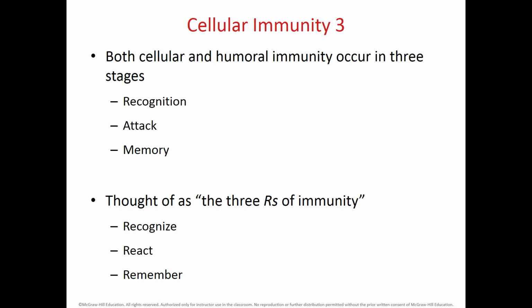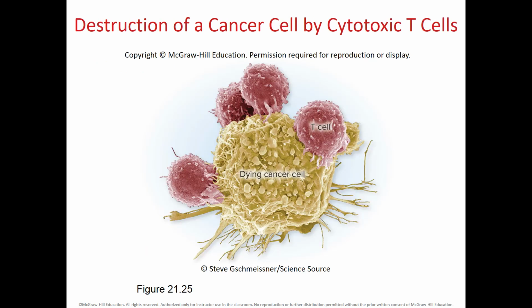And the stages of cellular immunity will be to recognize the antigen, attack the antigen, and then have a production of memory. And you can memorize this as the 3 R's of immunity: recognize, react, and remember. This is small T cells attacking a cancer cell.